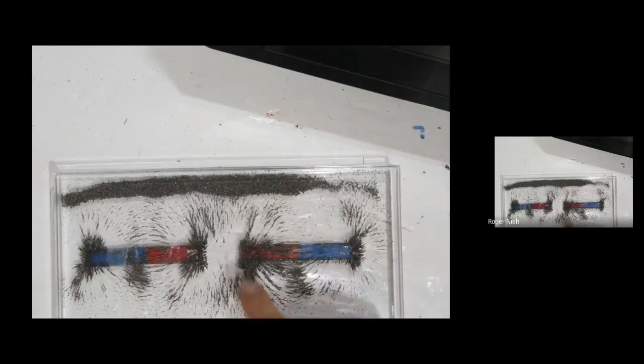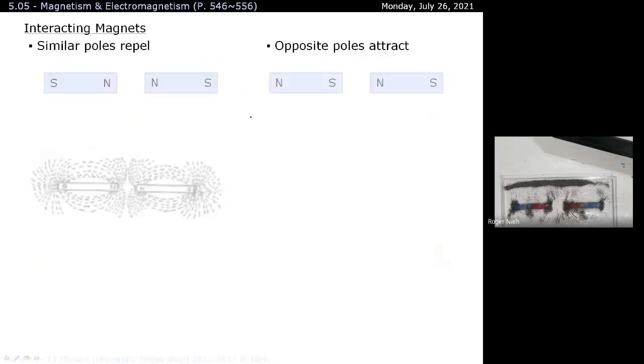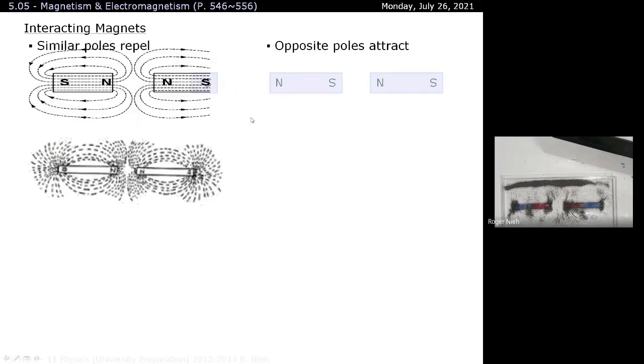You'll notice that there are no field lines in the middle, right? There's no iron filings attracted over there. So that's something to keep in mind when you draw this type of diagram. In fact, let me just switch back, and you can see that in the diagram, it's exactly what happens. I'll give you guys a moment to jot that down, and then we'll do the opposite poles attract.